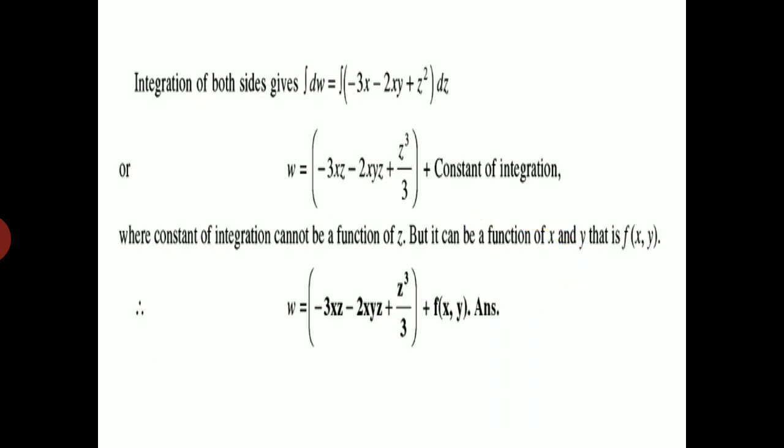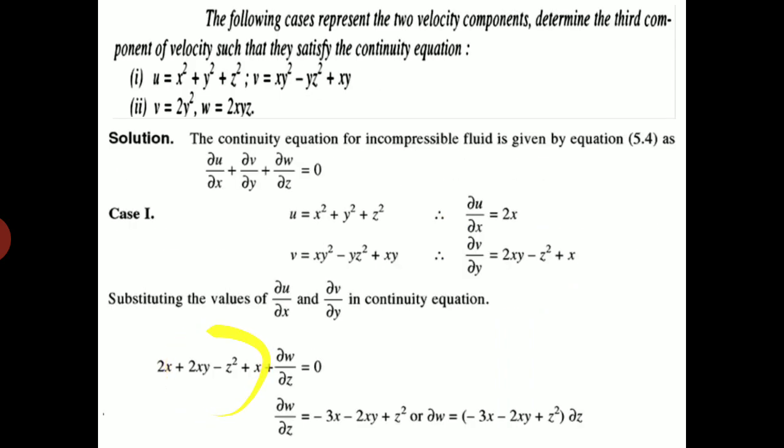We'll be substituting the values of ∂u/∂x and ∂v/∂y in the continuity equation. So ∂u/∂x is equal to 2x, and ∂v/∂y is equal to 2xy − z² + x. Substituting these values over here, we get 2x + 2xy − z² + x + ∂w/∂z = 0. This is the continuity equation.